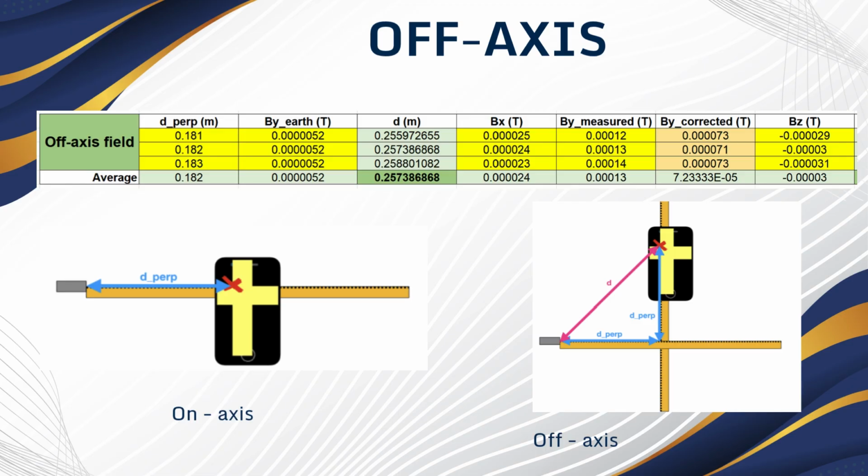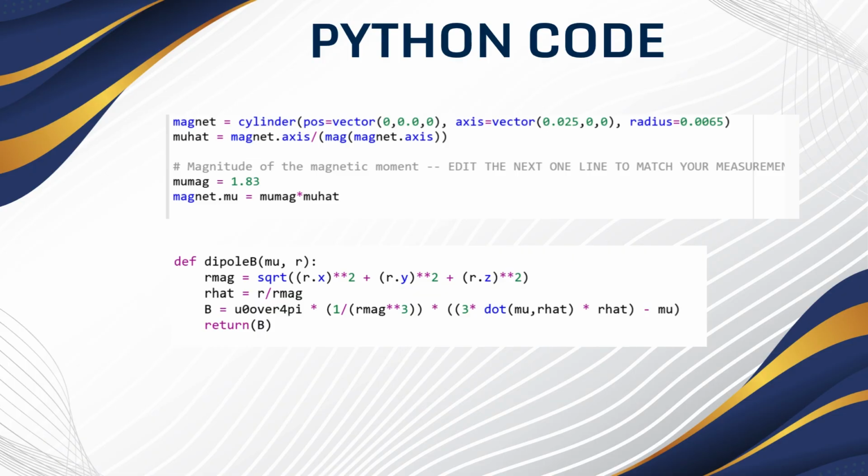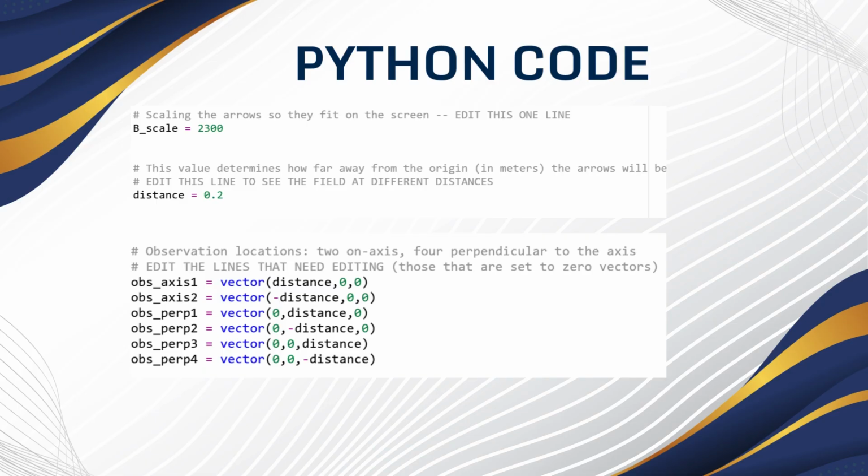Now onto the Python code that allowed me to calculate everything. So the mu mag was 1.83, and the magnet.mu was the mu mag times mu hat. And then I defined the dipole using mu and r, and I found the x component, the y component, and z component. My B scale was 2300 and distance was 0.2.